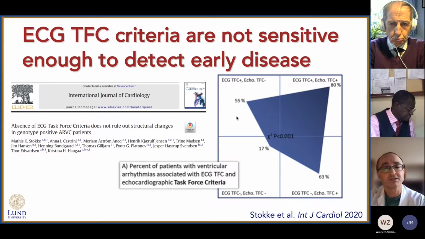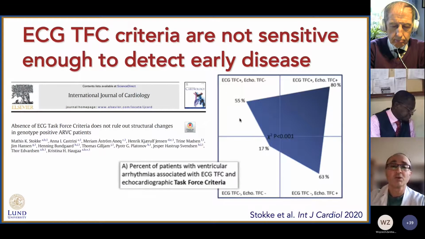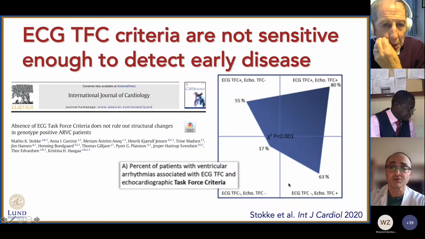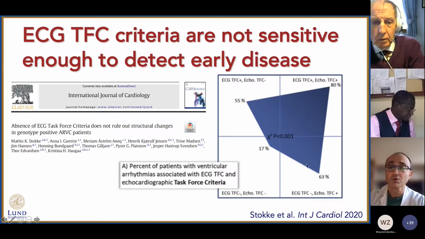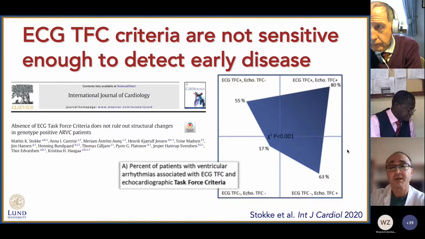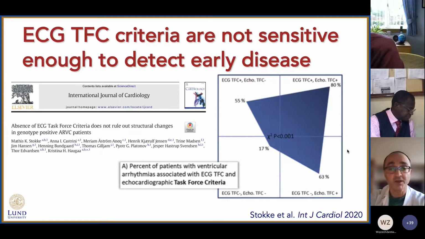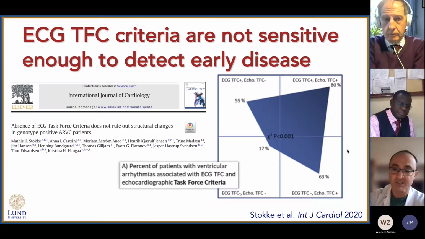Some words of caution. One is that I think there is a growing understanding that task force criteria, as they were formulated in 2010, twelve years ago, are not sensitive enough, as we believe, to detect early stages of the disease. When we looked in the Nordic data, we observed that quite a few patients who did not have ECG criteria fulfilled still had imaging abnormalities by echocardiography, suggesting that ECG criteria, the way they are formulated in the task force document, are not sensitive enough.